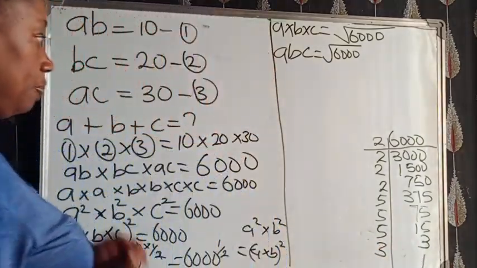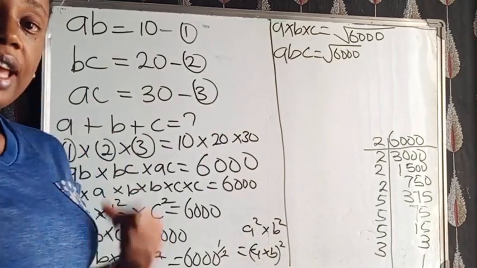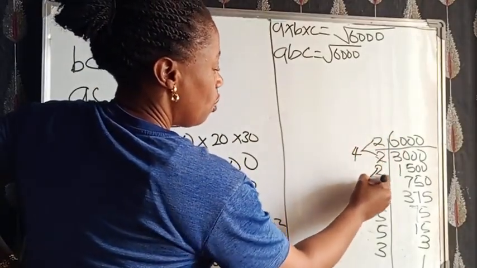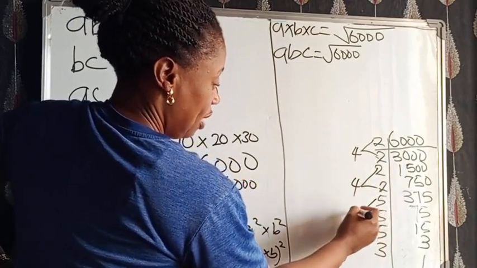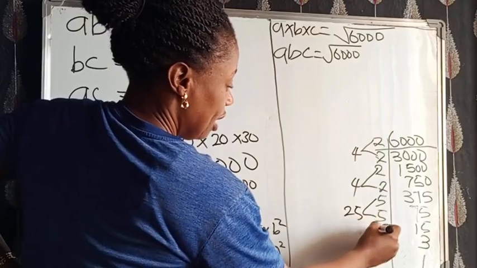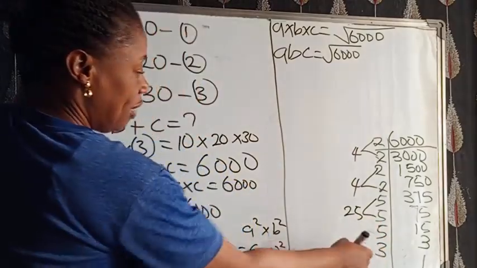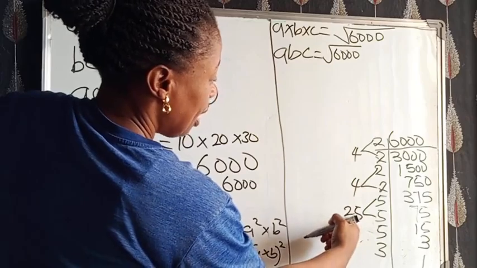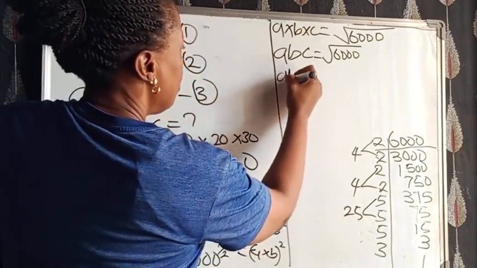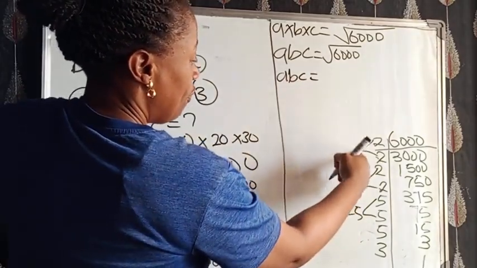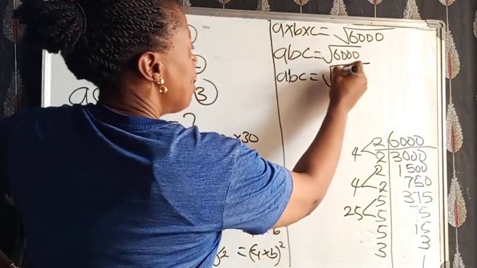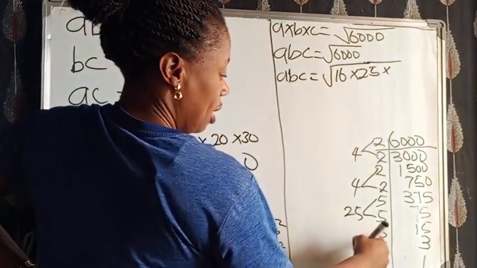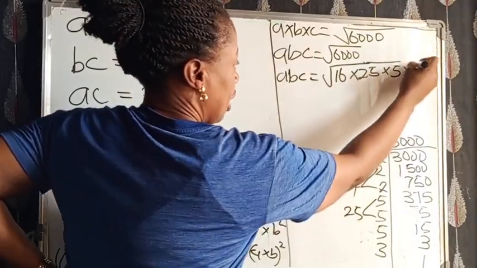We have 1. So now, because we are finding the square root, we are going to multiply them in pairs. 2 times 2 here is 4. 2 times 2 here is 4. 5 times 5 is 25. And then leave these ones like that, 5 times 3. So here we are going to have 4 times 4 is 16, times 25. So we'll break them down here. ABC equals the square root of 16 times 25 times 5 times 3.